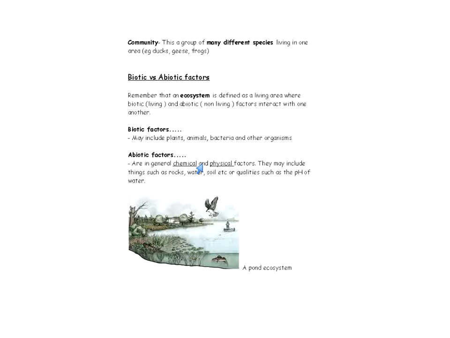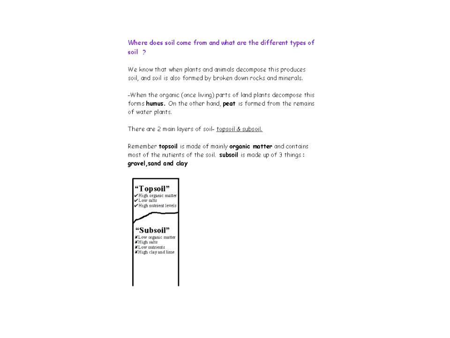So we're talking about things like chemical and physical factors. If you look at the picture here, we could be talking about things like rocks, water, soil, or even things like the pH of the water. That as well could be an abiotic factor. And when we look at an ecosystem, remember that's both living and non-living things interacting together in one area. Okay, so this picture, of course, is a pond ecosystem. And so let's go on to the next page.